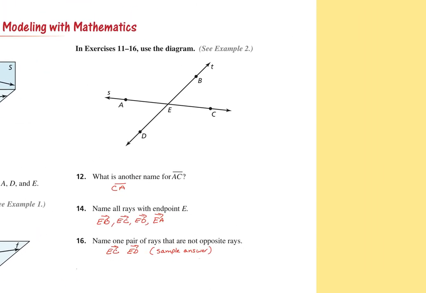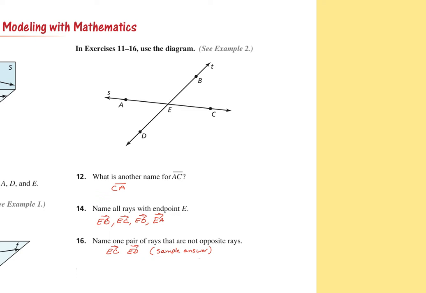12, what's another name for AC? It would be CA. You had to keep it a segment, so you couldn't change it to a line. If you didn't put the line over it, that's okay too. Just CA by itself is also another name for it. 14, all the rays with the endpoint E, and the arrows were important, right? The endpoint goes over E, and the arrow goes over the other letter. So EB, EC, ED, and EA.